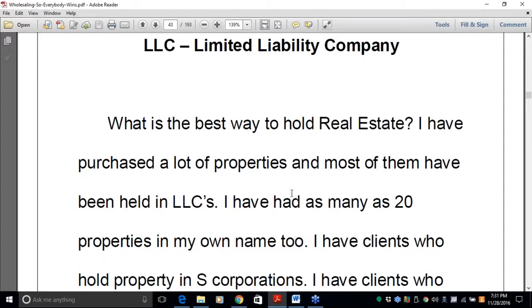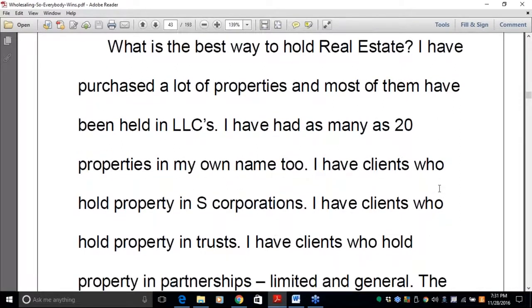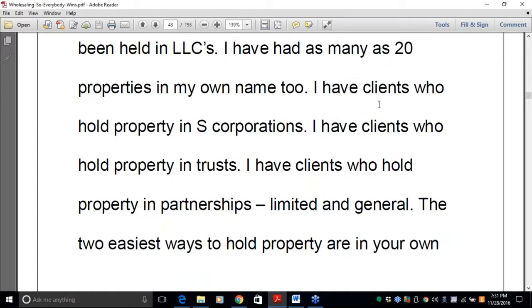Now, having said that, early on in my investing business, at one point I had as many as 20 properties in my own name. They were not even in an LLC. I don't recommend doing that, although there may be times when you do it and everything's okay. I never had a problem with it, actually. And by the way, a quick misnomer here. An LLC is not meant to be used for the purpose of keeping you out of trouble. If you're looking at an LLC to keep you out of trouble, you've probably got the wrong frame of mind.